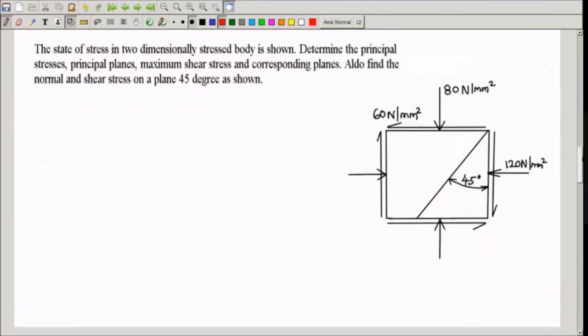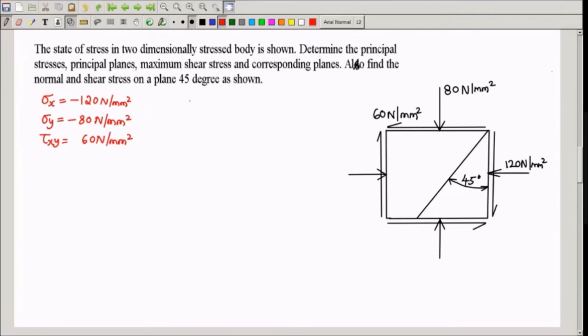Next, coming to this problem. The state of stress in a two-dimensionally stressed body is shown. Determine the principal stresses, principal planes, maximum shear stress and corresponding planes. Also find the normal and shear stress on plane 45 degree as shown. So here sigma x is compressive in nature, so it has to be taken as minus 120 now. Similarly, sigma y is also compressive, so it has to be taken as minus 80. And tau xy is given as 60 Newton per mm square.